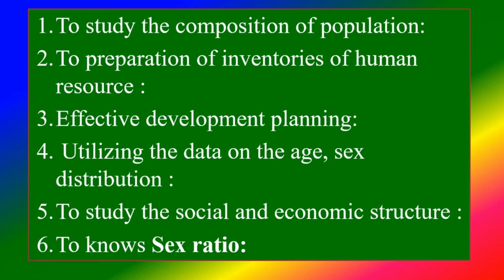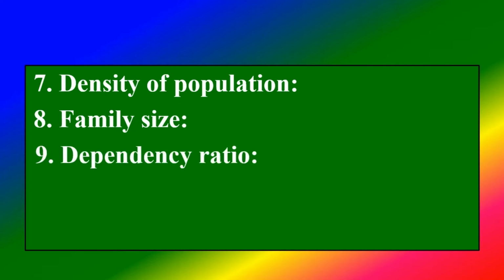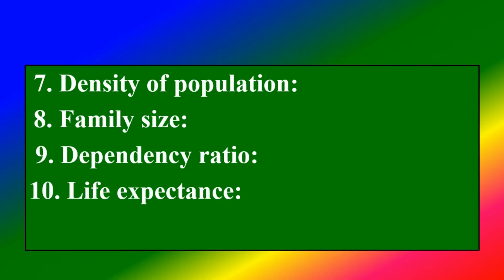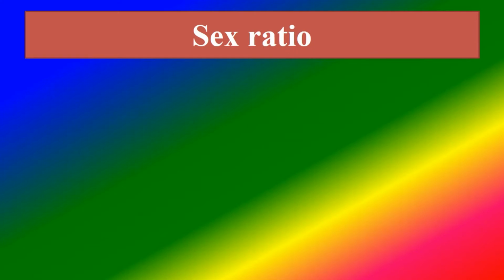Sixth, to know the sex ratio. Seventh, density of population. Eighth, family size. Ninth, dependency ratio. Tenth, life expectancy. Now the details. What is meant by sex ratio?